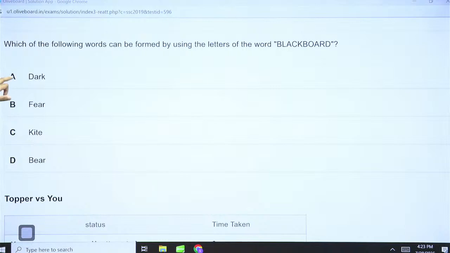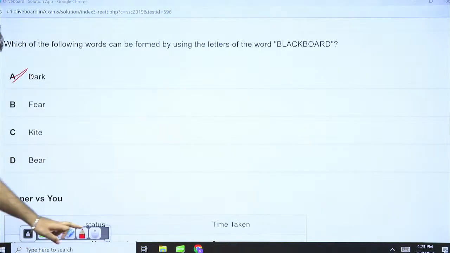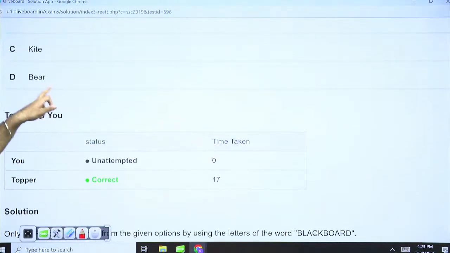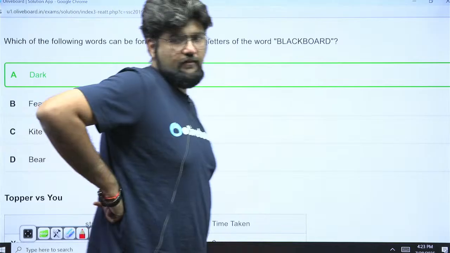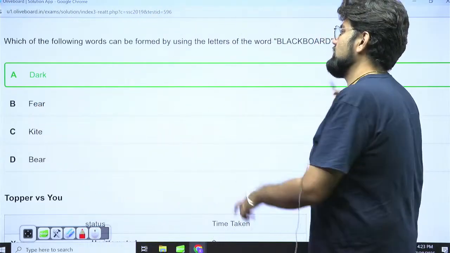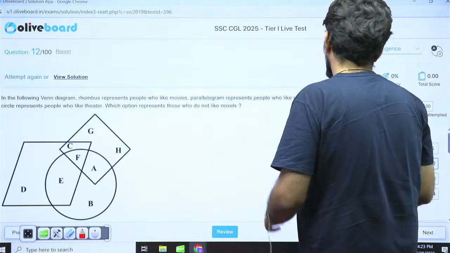I think it's pretty easy. Dark will be the answer. Now, like I am doubting, you will also doubt for a while. You will check the other options for sure. That's what happens. Next.